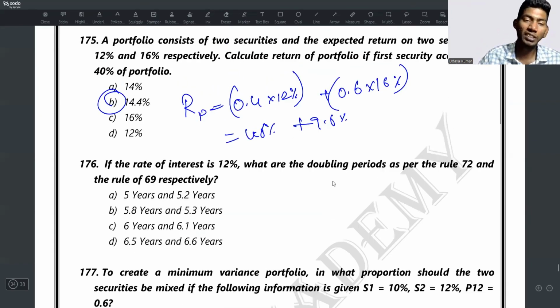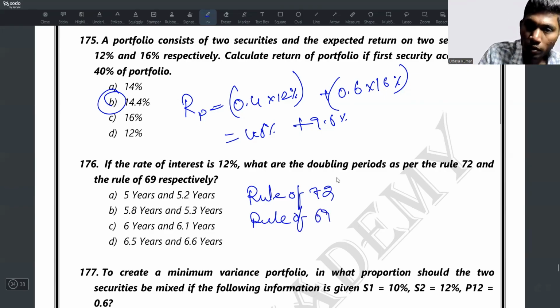Moving to question 176: if the rate of interest is 12%, what are the doubling periods as per the rule of 72 and the rule of 69 respectively? You must remember that. The rule of 72, and the rule of 69.